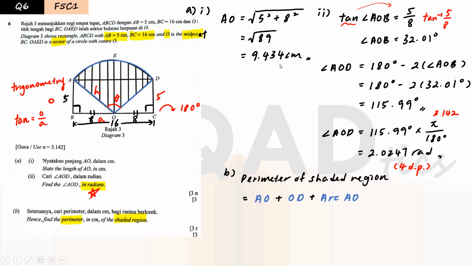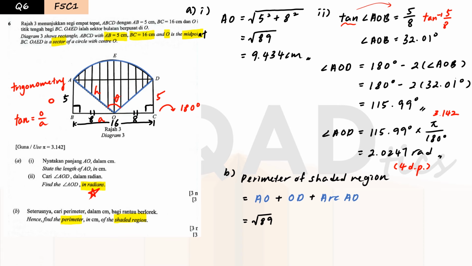Which is 9.434, but here I will be using the square root format answer, which is square root 89. The reason is that if we use square root 89, it would give a more accurate answer for our final value compared to 9.434. So why I use square root is because it gives a more accurate answer later on.